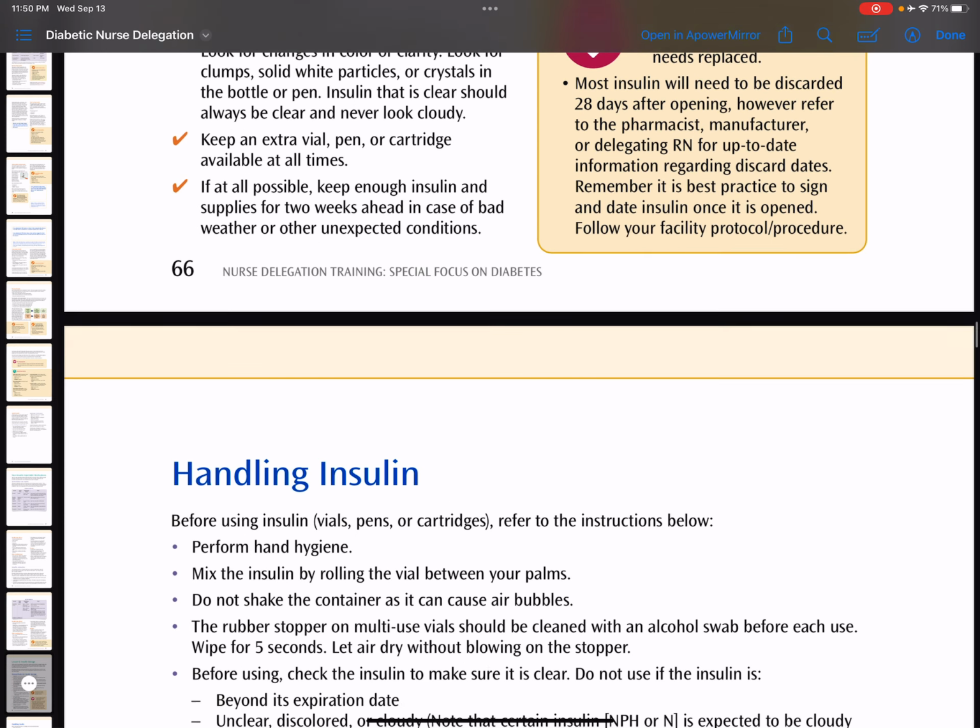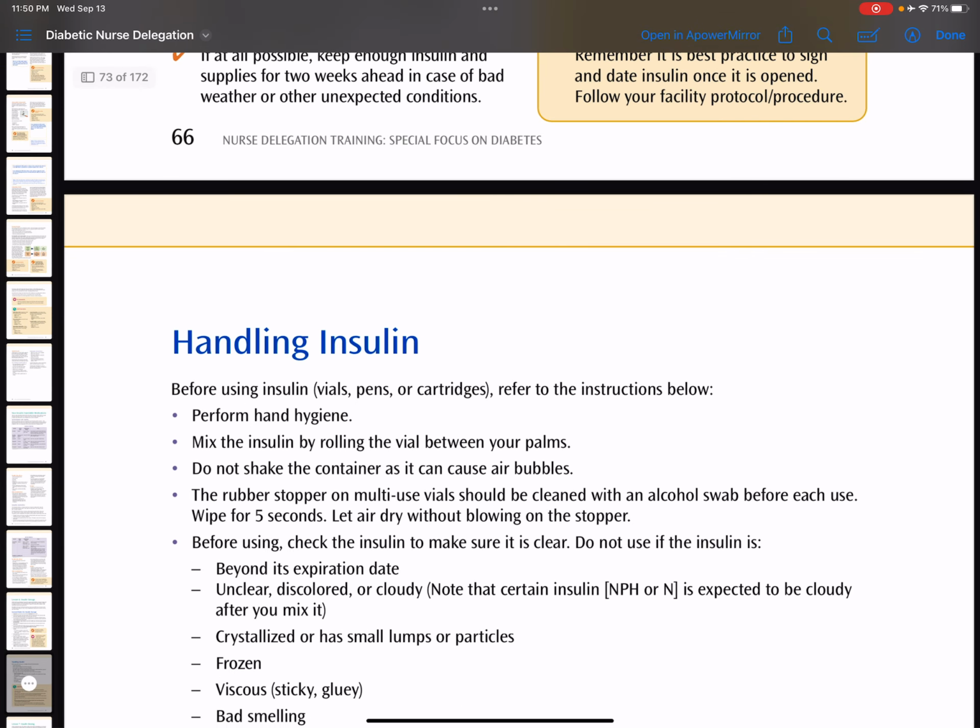How do we handle insulin? Before using insulin, like in vials, pens, or cartridges, how do we handle them? So we have to perform hand hygiene all the time. Mix the insulin by rolling the vial between your palms if it is a mixed insulin, of course. Do not shake containers as it causes air bubbles.